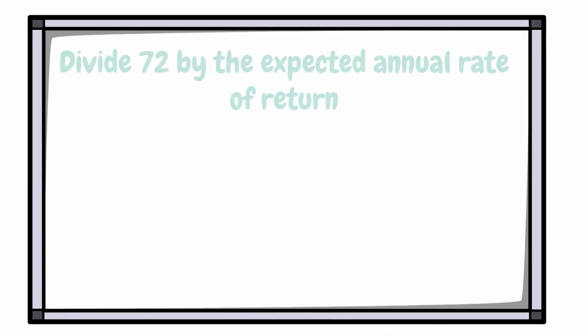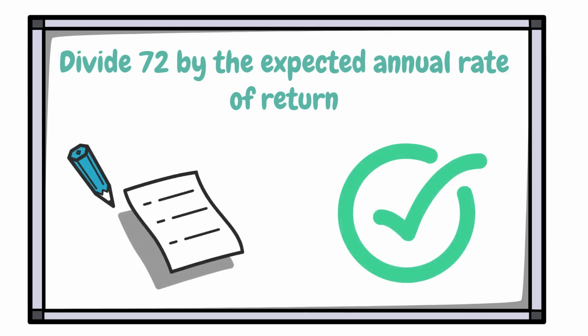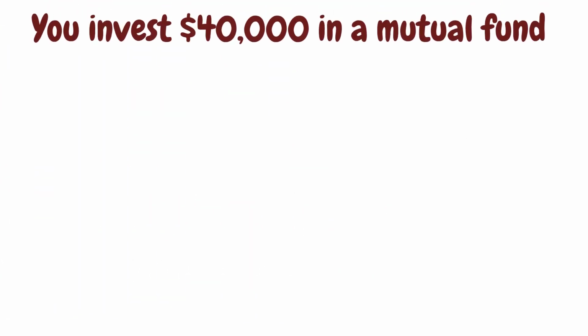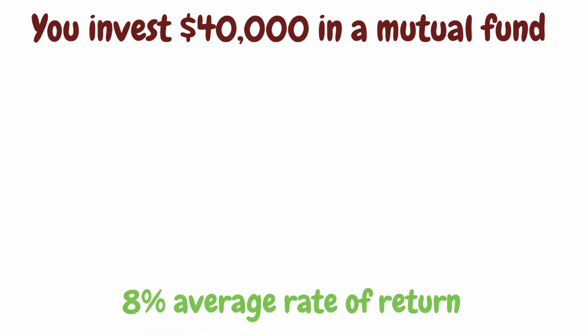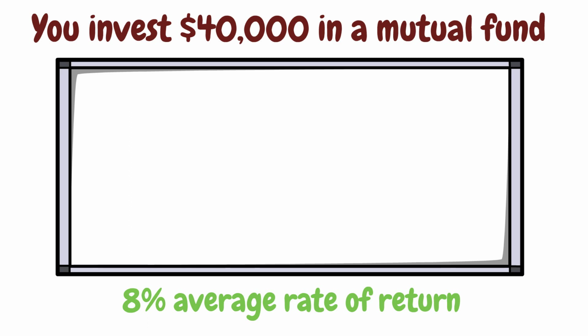To use the rule of 72 formula, simply divide 72 by the expected annual rate of return. Take note that the formula assumes the same rate over the life of the investment. As an example, say you invest $40,000 in a mutual fund that has a hypothetical 8% average rate of return. By using the rule of 72 formula, your calculation will look like this.